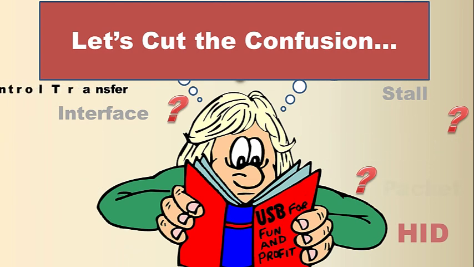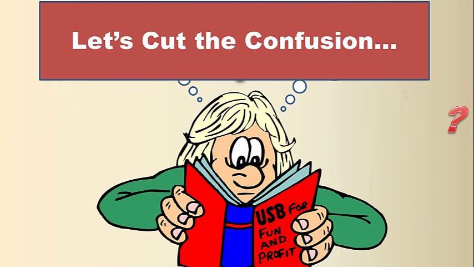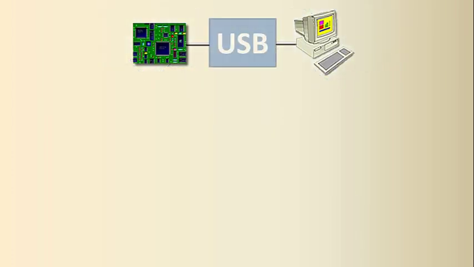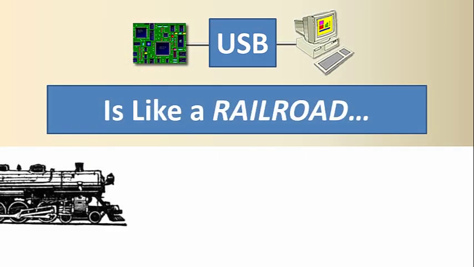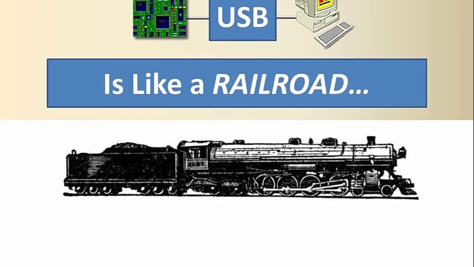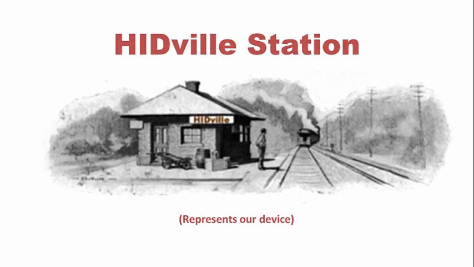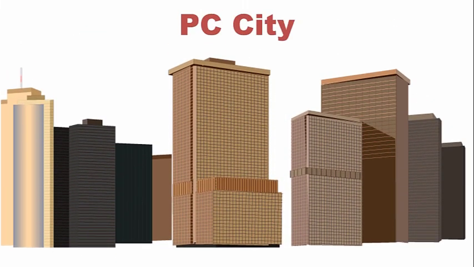In this video, we'll cut through all the confusion and show you how USB works by comparing it to something you already know about, a railroad. For simplicity, we'll talk about just two railroad stations. One represents your peripheral device. We'll think of that little train station as our cozy little hometown called Hidville. The other station is in your PC, which we'll think of as big, bustling PC City.